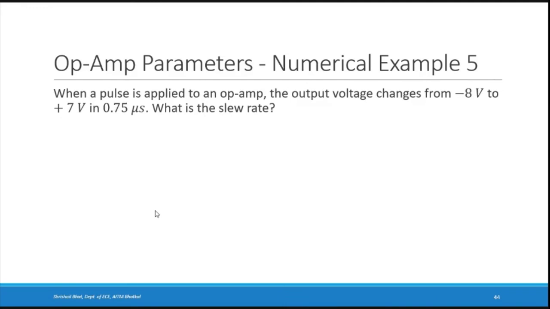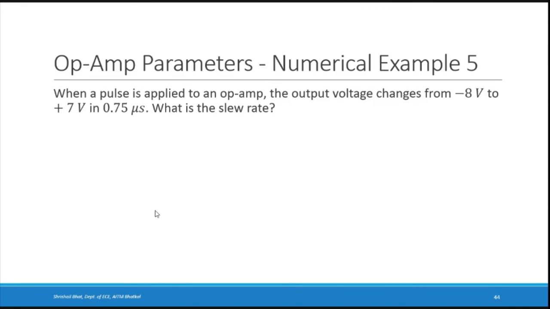It is given that when a pulse is applied to an op-amp, the output voltage changes from minus 8 volts to plus 7 volts in 0.75 microseconds. You are asked what the slew rate is. Slew rate is the rate of change of output voltage with respect to time, or the change in the voltage divided by the change in the time.